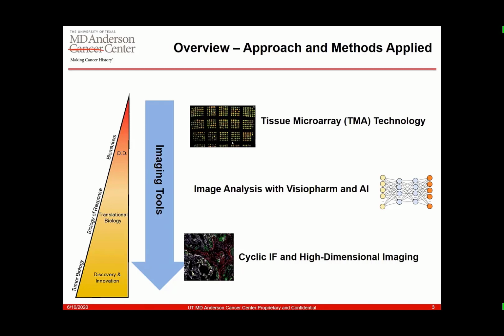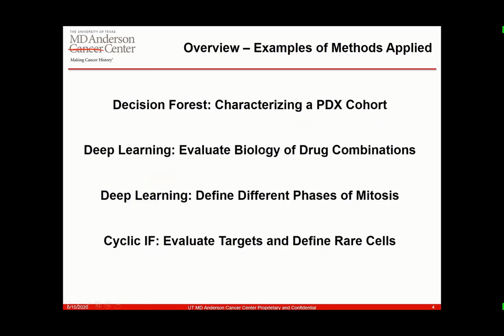Okay, so the examples I'm going to talk about are using a decision forest to characterize the PDX cohort, using deep learning to evaluate drug combinations, and also highlight the different phases of mitosis in some IF data, and lastly, find ways to define rare cells and evaluate targets with cyclic IF.